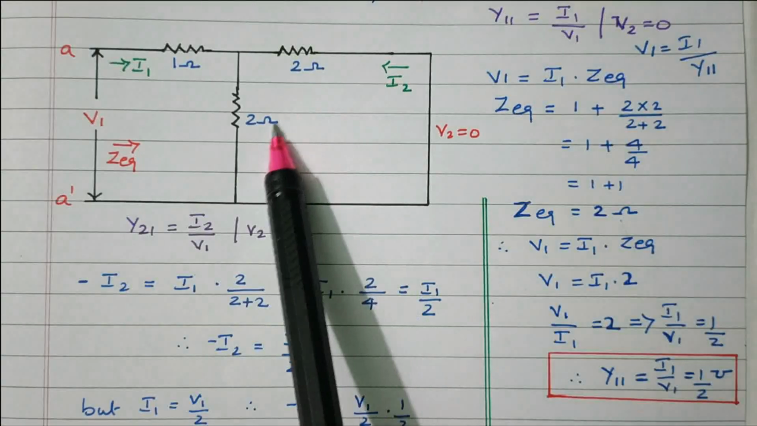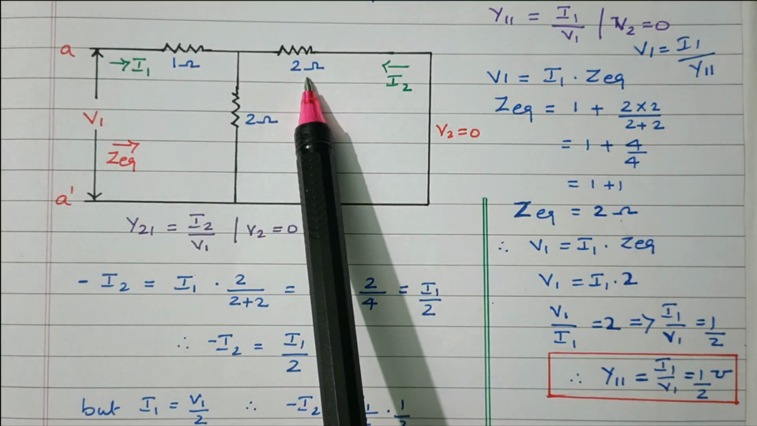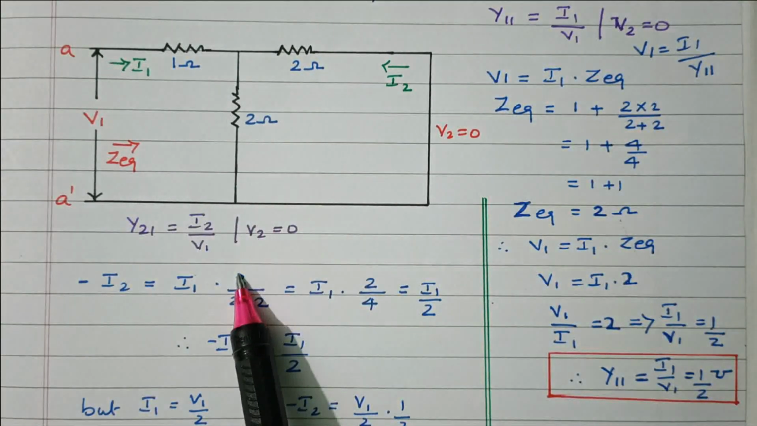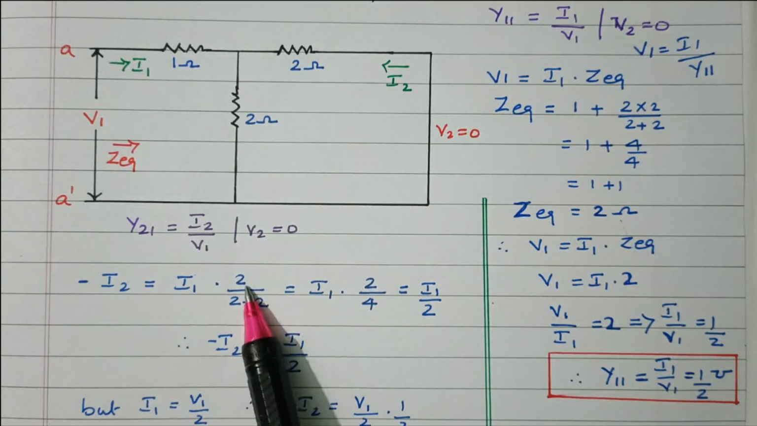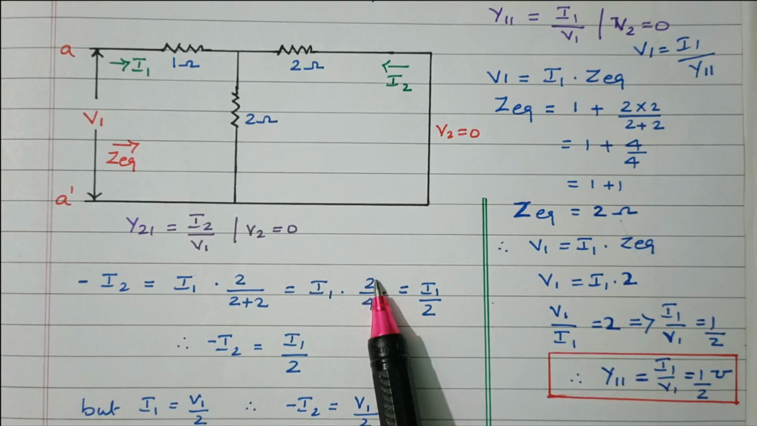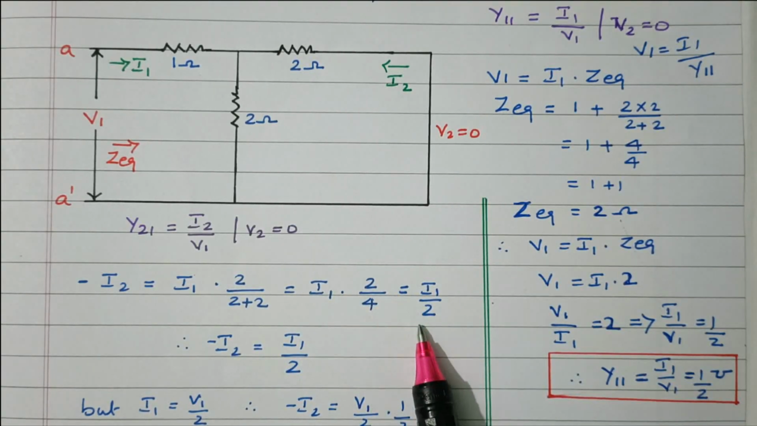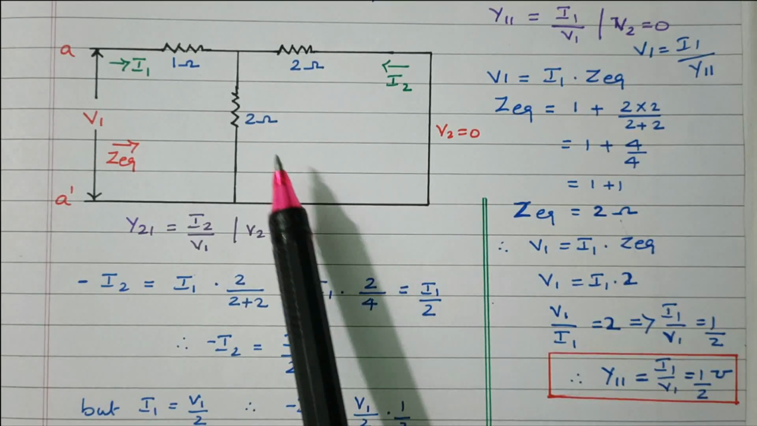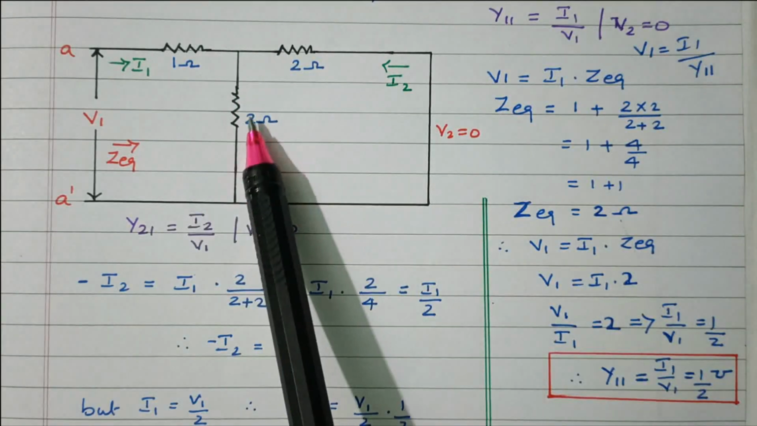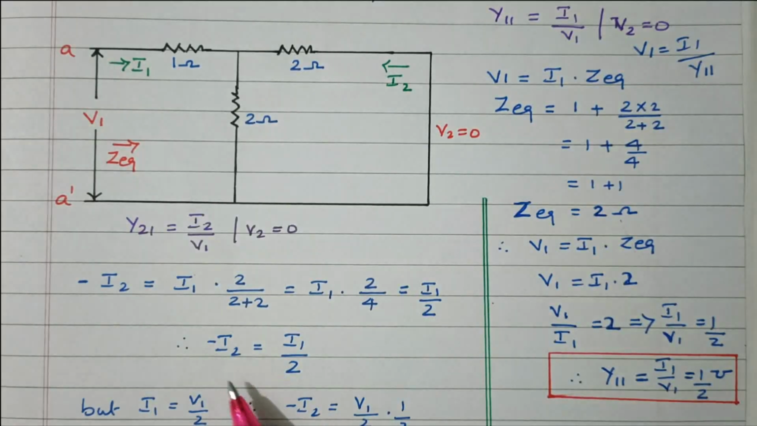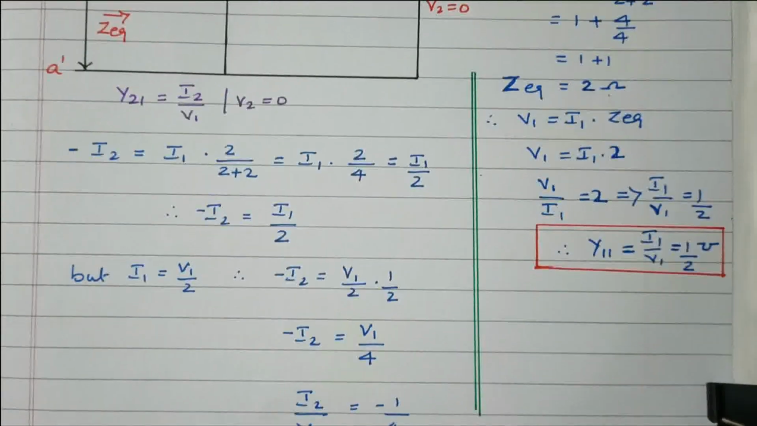Here both are 2 only. So the other branch resistance that we need is this 2 ohm. So multiplied by 2, divided by the total resistance. Total resistance is 2 plus 2. So I1 into 2 by 4, that is I1 into 1 by 2. So minus I2 equal to I1 by 2, half of the current, because both resistors are equal. So the current will be divided equally. Half of the current will be flowing. So minus I2 equal to I1 by 2. Now we'll see the further calculation.